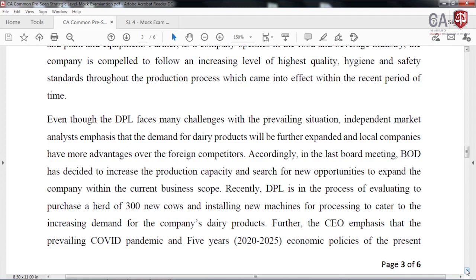Accordingly, in the last board meeting, the BOD has decided to increase the production capacity and search for new opportunities to expand the company within the current business scope. They decided to increase the production capacity and they are looking for more opportunities. Recently, DPL is in the process of evaluating the purchase of a herd of 300 new cows and installing new machines to cater to the increasing demand for the company's dairy products.